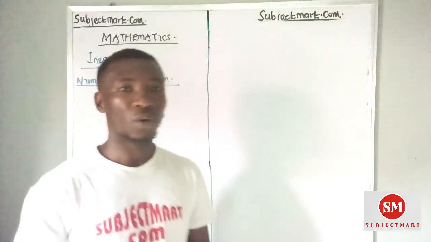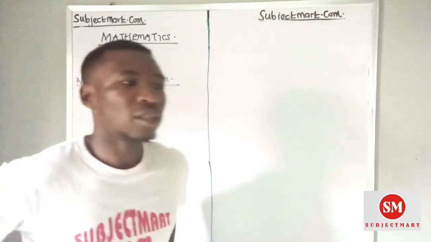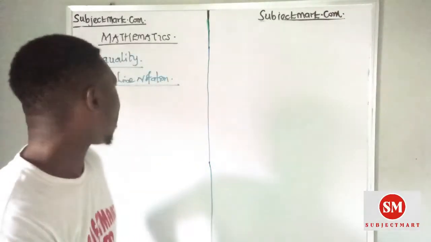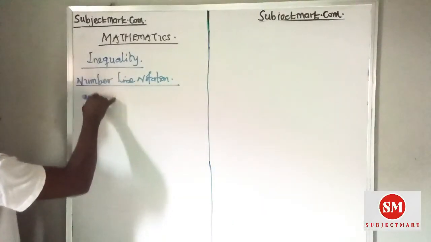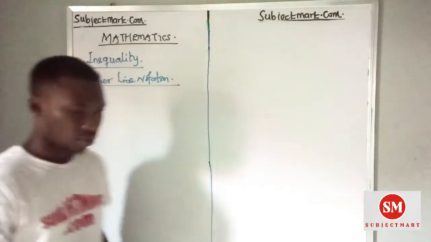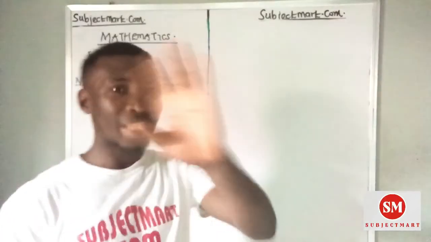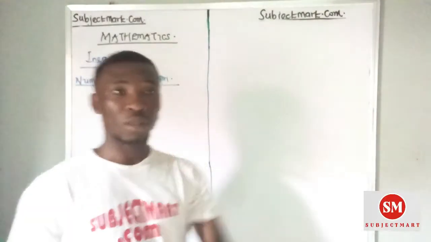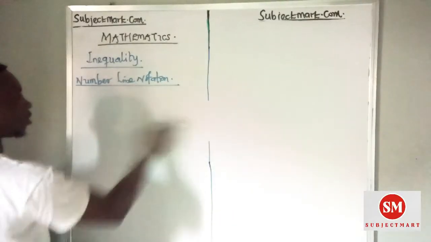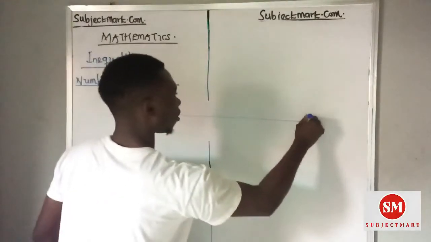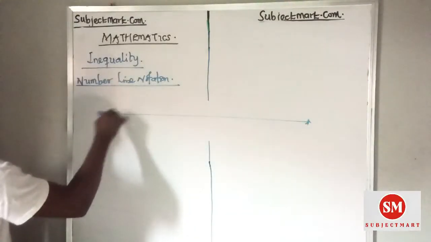Today we're talking about inequalities. In these inequalities, we'll be going straight ahead to what we call the number line notation. When I talk about the number line, it has to do with operations on a line. For example, this here is an example of what you call the number line.